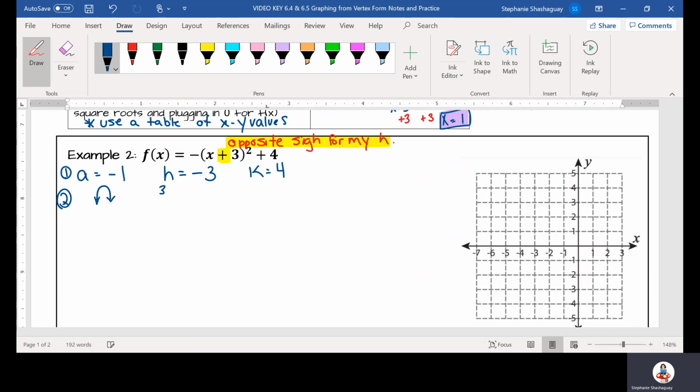My step 3 is identify the vertex and axis of symmetry. So my vertex will be negative 3, 4. My axis of symmetry is going to be x equals negative 3. Okay, so we have 1, 2, and step 3 done.